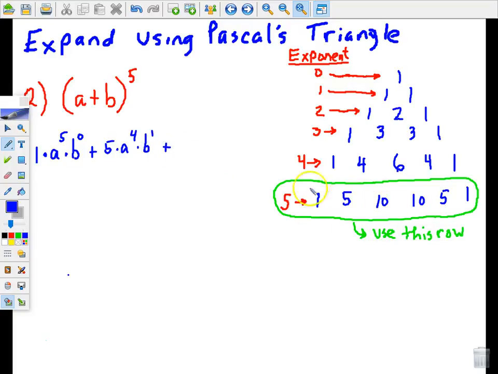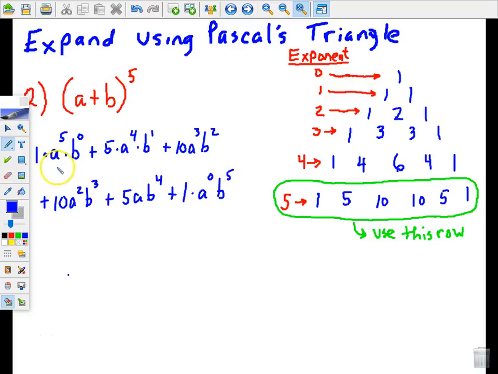Okay, next number from the triangle, a goes down, b goes up, and I'm going to continue down here, plus next number of the triangle, a goes down, b goes up. Next number from the triangle is 5, a goes down to the first, b goes up to the 4th, until finally we have our last number of the triangle. A goes all the way to 0, that is important, and b goes up to 5.